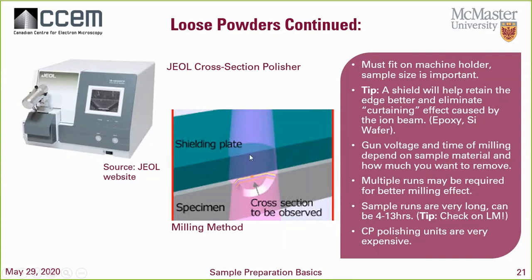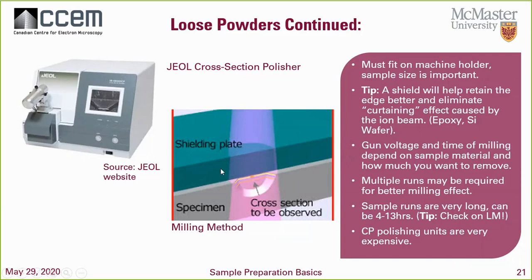But let's say you were doing a cross section on a steel and you wanted to make sure that the edge was maintained very well, we could add a shield, right? You can add a shield to protect that surface to prevent further curdling, right? Because the argon beam is going to make effects, as you can see here. Hopefully you can see some roughness there, right? We can add epoxy as well, or a silicon wafer, which will allow the specimen to be protected. And again, let's say you deposited a layer of something and you wanted to make sure you retain it.